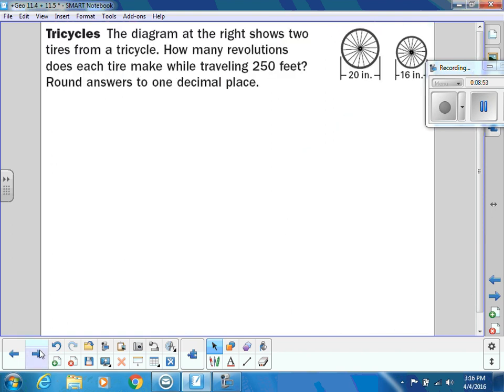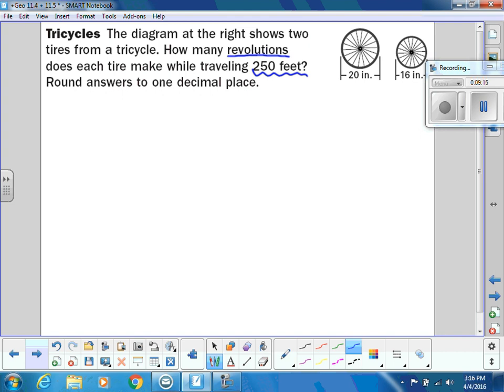All right, let's look at this one. The tricycles. The diagram shows 2 tires from a tricycle. And so they want to know how many revolutions, how many times does it go around in a circle, does each tire make when traveling 250 feet. We're going to round answers to 1 decimal place. So here we're not going to leave them in terms of pi.